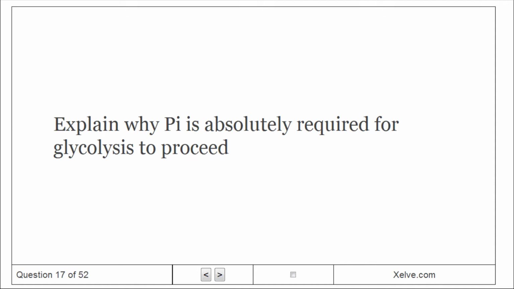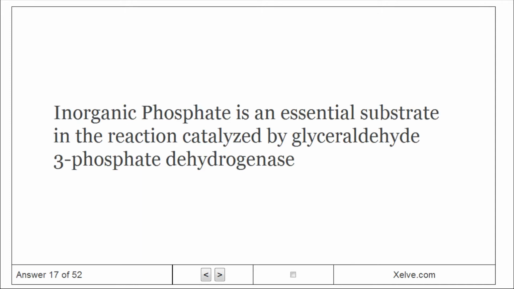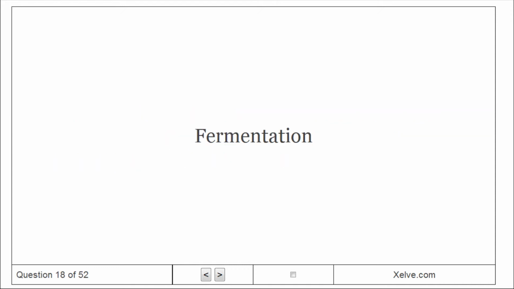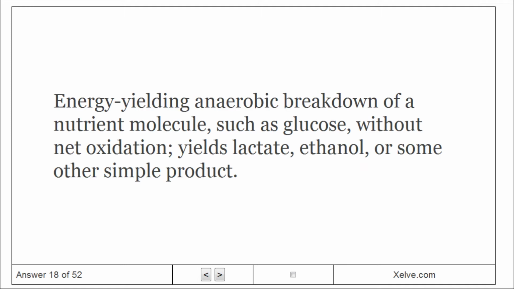Explain why Pi is absolutely required for glycolysis to proceed. Inorganic phosphate is an essential substrate in the reaction catalyzed by glyceraldehyde 3-phosphate dehydrogenase. Fermentation. Energy-yielding anaerobic breakdown of a nutrient molecule, such as glucose, without net oxidation, yields lactate, ethanol, or some other simple product.